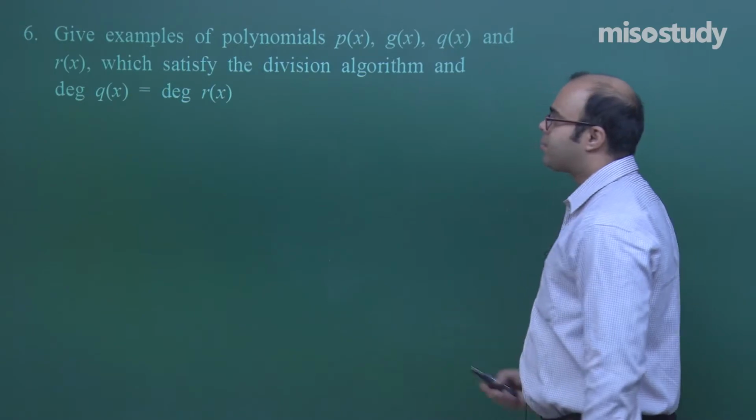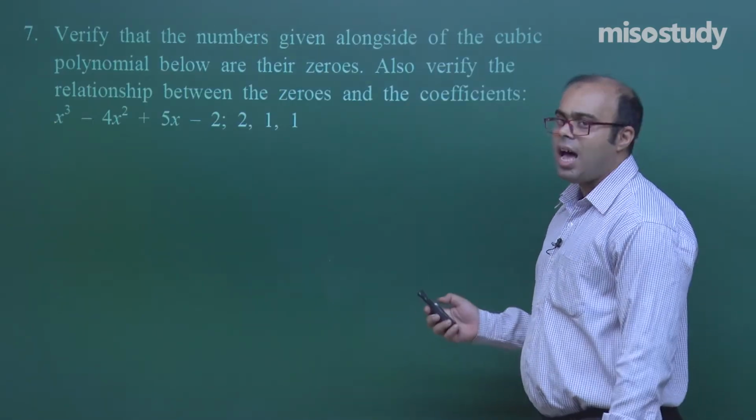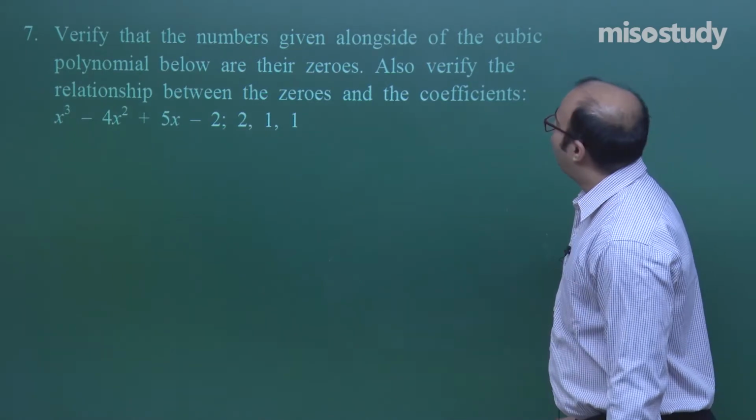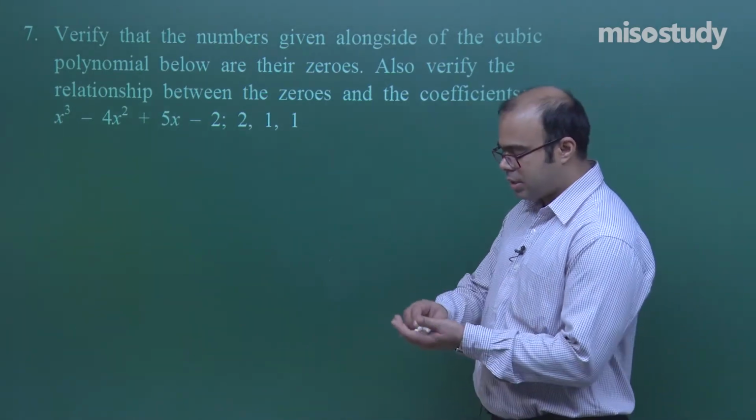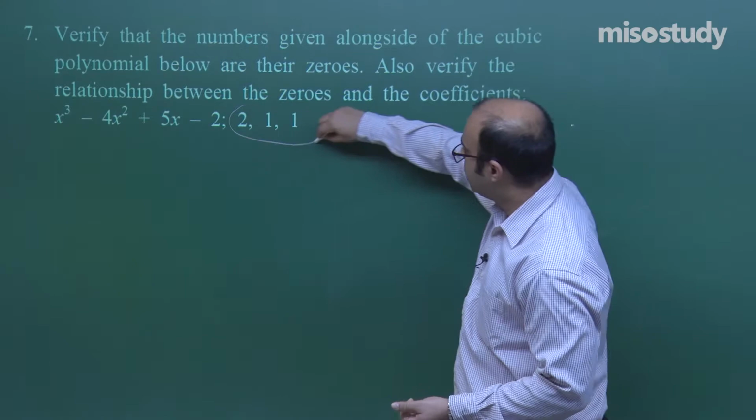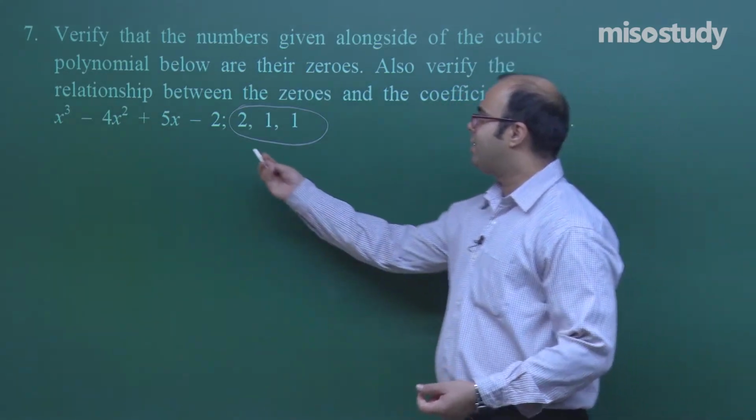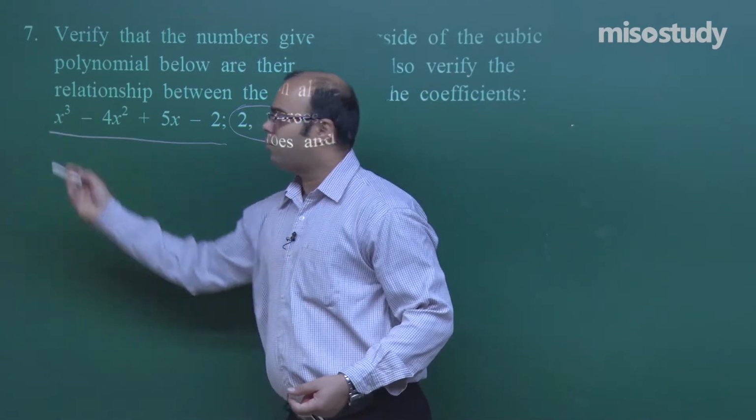Okay students, let us take the next question, which is the last 4 marks question. Verify that the numbers given alongside the cubic polynomial, so here are 3 numbers, are zeros. So first we have to verify that these 3 numbers are zeros of this polynomial.